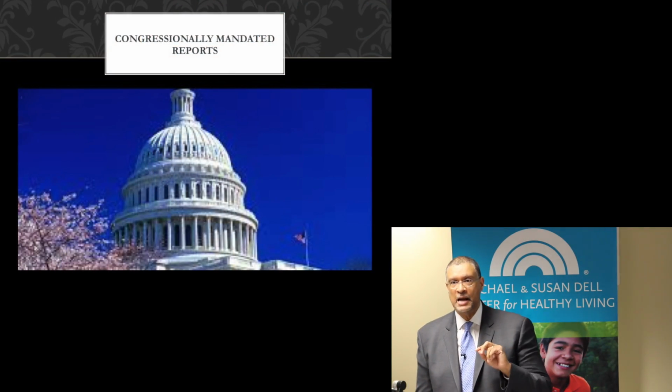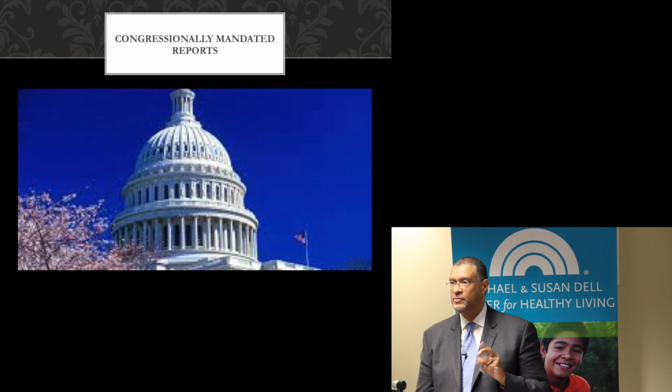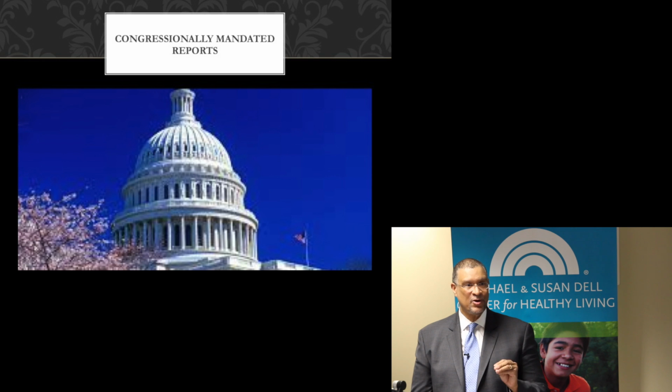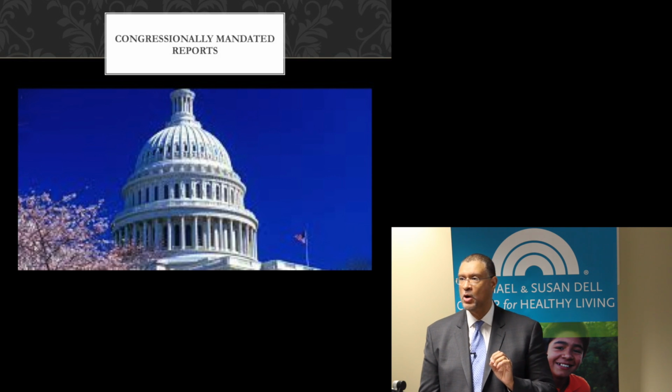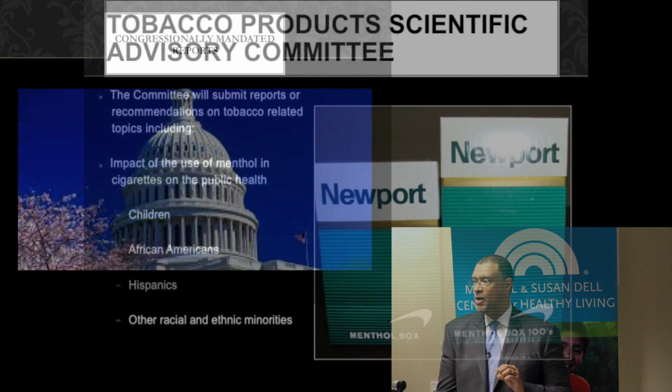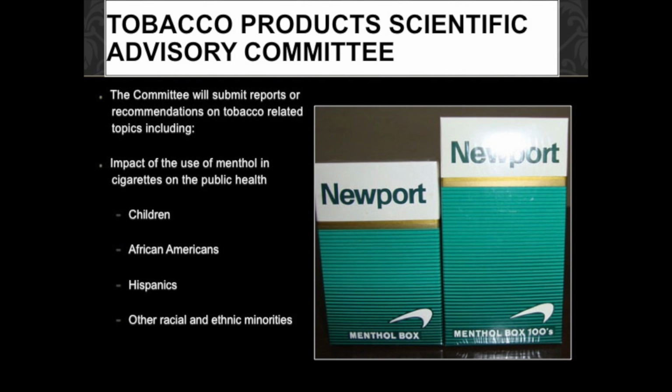The TPSAC also was required to deliver a certain set of congressionally mandated reports. The first report that Congress demanded of the TPSAC was a review of the impact of menthol on public health, particularly on the health of children and special populations. When we got into the data, which were several thousand pages of scientific research and reviews, we discovered that it would take probably about 3 years to carefully review that information and then come up with conclusions. We were given approximately 4 months.